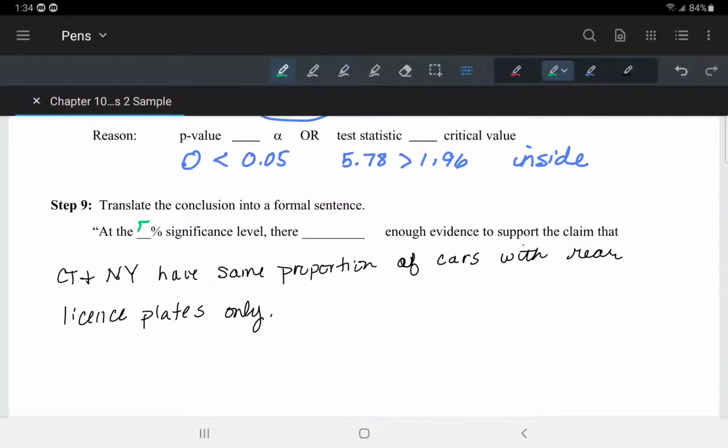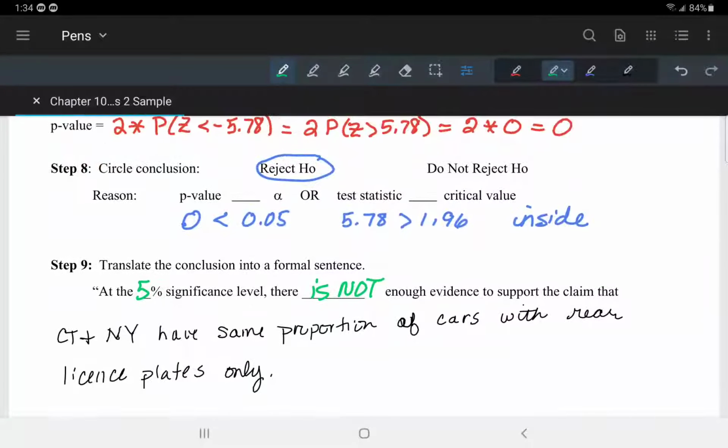At the 5% significance level, there is not enough evidence to support the claim. Now remember, we are rejecting H sub 0, and H sub 0 was the claim. So there is not enough evidence to support the claim that Connecticut and New York have the same proportion of cars with rear license plates only.